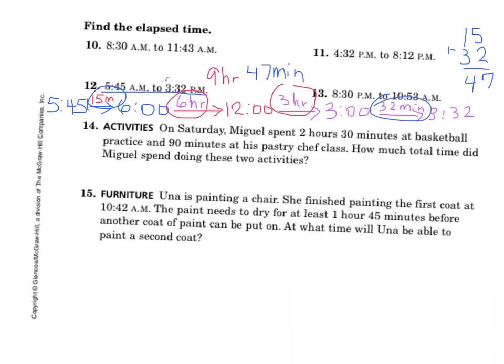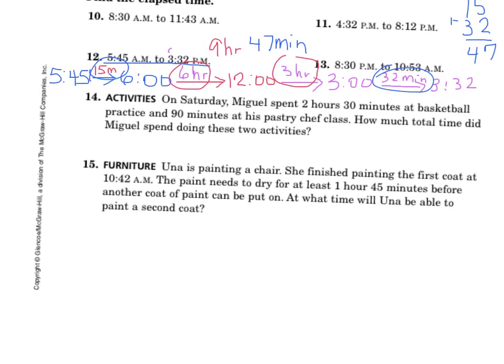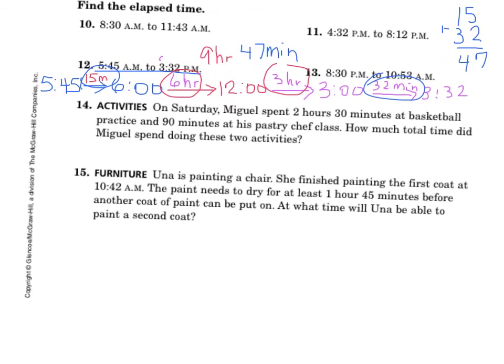Okay, number 14. On Saturday, Miguel spent 2 hours, 30 minutes at basketball practice and 90 minutes at his pastry chef class. How much total time did Miguel spend doing these two activities? So we're going to add 2 hours and 30 minutes to 90 minutes. Okay, well, I know 90 minutes, my goodness, that's a lot more than an hour. How much time is that? Let's take out an hour and see what we have left over. Okay, so that's 30 minutes. So 90 minutes is equal to 1 hour and 30 minutes.